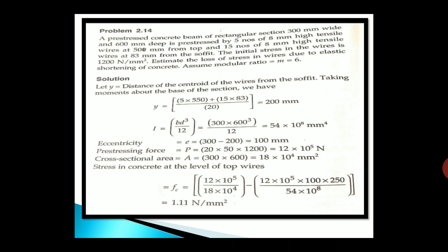Okay, so we are obtaining here stress in concrete at which level? Top level. Again, in this example, I am repeating, there are two levels in which pre-stressing reinforcement is provided. One is the top level, other is the bottom level. So firstly we are finding stresses in concrete at the top wires. Formula remains the same. Fc is equal to P by A minus P into E into Y by I. So here P is 12 into 10 raised to 5, area is 18 into 10 raised to 4 minus P.